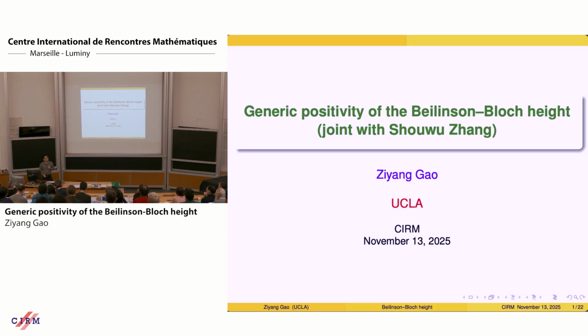So today I'll report a joint work with Shouwu Zhang about the generic positivity of the Beilinson-Bloch height. I will present one systematic result, the first result we have, but it's a new project and there are a lot of open problems that I will explain in the last slide.